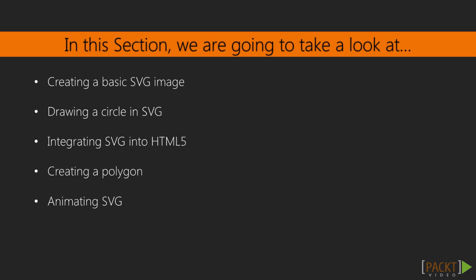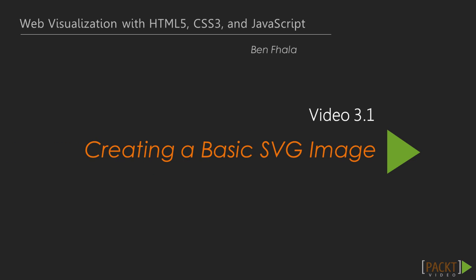Once we're done with that integration process, we're going to then create our most complicated visual element in SVG, which is going to be a polygon. Last but not least, we'll make sure also to animate it all using native SVG technologies to do that. So let's jump right into our first lecture, which is creating a basic SVG image.